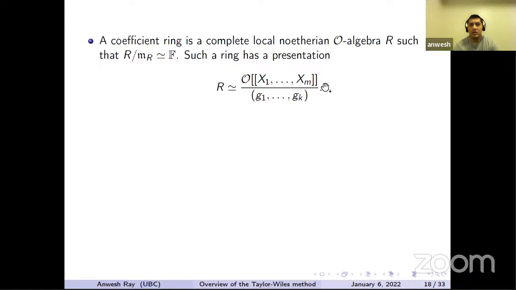So a coefficient ring is a ring which is a complete local Noetherian O-algebra, such that when we look at the residue field it is isomorphic to F, where F is just the residue field of O. Okay, that's a lot of adjectives, but what we want to keep in mind is that it has a presentation of the following type. We have a formal power series ring over O in M variables, and we're going modulo a number of relations. So this is basically the type of ring that we care about here.